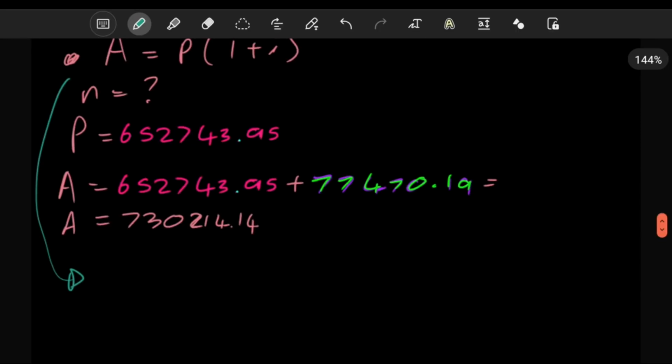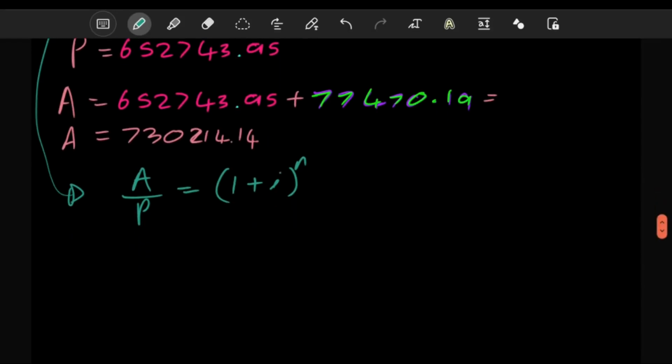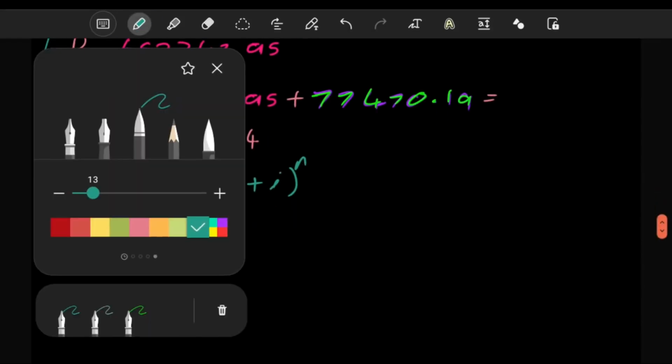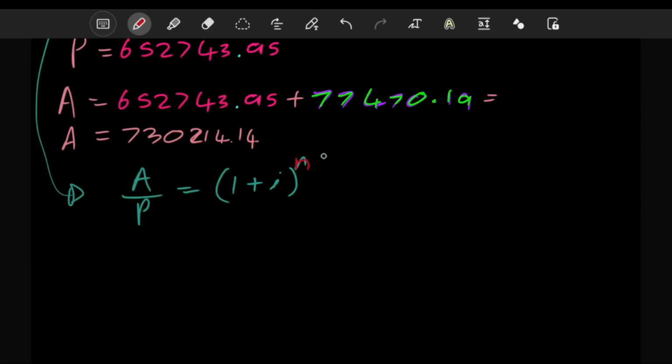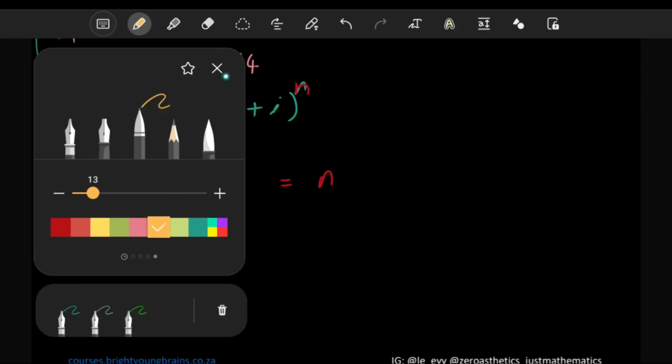So isolating N here, we can just, firstly, divide both sides by P. And then if you're going to work out N, remember N is the exponent. So you need to isolate the exponent. And then on the other side, you put your log stuff. This is the base of the log, and then this is the value that's going to be here on its own. There you go. So don't be afraid of isolating stuff.